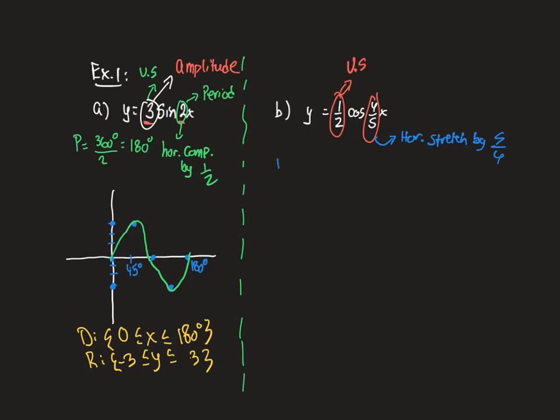So if I want to find my period, remember my period here would be 360 divided by 4/5, which is what my k value was, should give me 450 degrees. And I know my amplitude is 1/2. All right. So my max should be 1/2. My min should be also negative 1/2. Let's do this. Let's draw it.